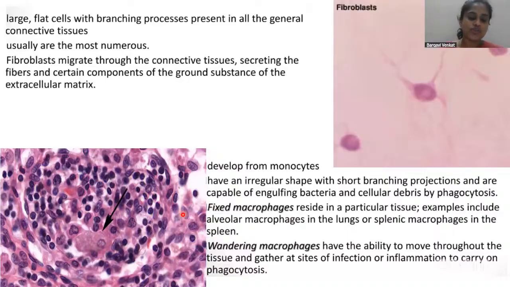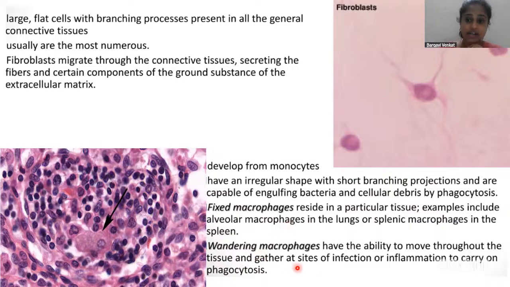These macrophages develop from monocytes, and they have irregular shape with short branching projections. These are your short branching projections, and they are capable of engulfing any bacteria and cellular debris by phagocytosis. There are two types, fixed macrophages and wandering macrophages. Like cells in the connective tissue, macrophages are also of two types. Fixed macrophages are specific for certain tissues. For example, you have osteoclasts in bone, alveolar macrophages in the lung, splenic macrophages in the spleen. In certain tissues, you have specific macrophages. Those are your fixed macrophages.